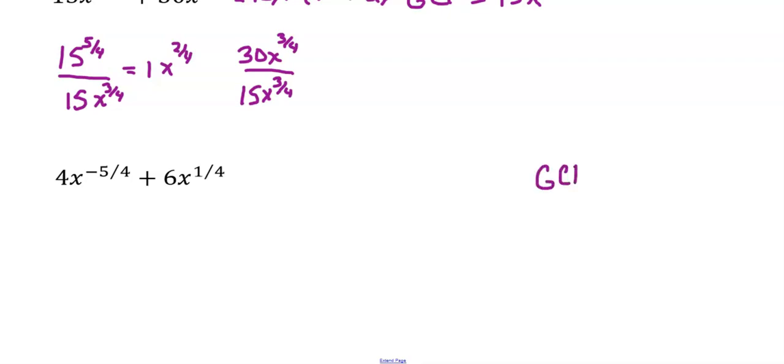Starting with the number factors, we've got a 4 and a 6, and the largest number that divides into that is 2. For the variable factors, we've got x to the negative 5/4 and x to the 1/4. We're looking for the smallest exponent. That's the negative 5/4. So x to the negative 5/4 will also be in our greatest common factor. So we know we can rewrite this as that greatest common factor, 2x to the negative 5/4 times some binomial.